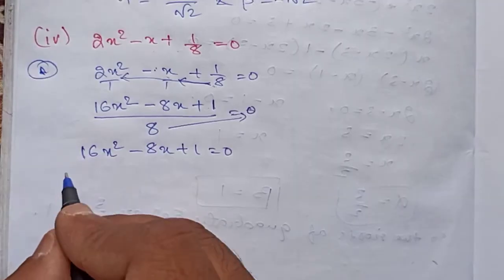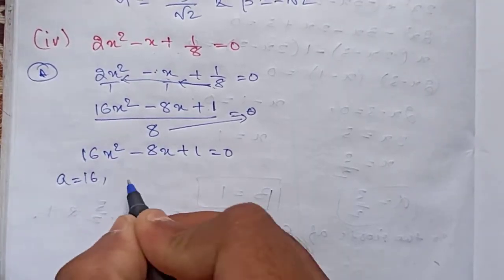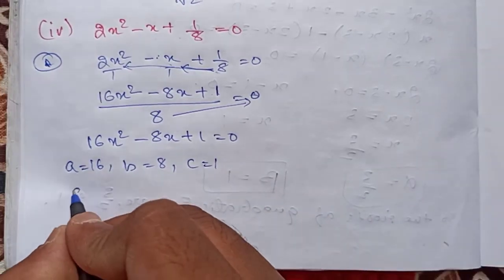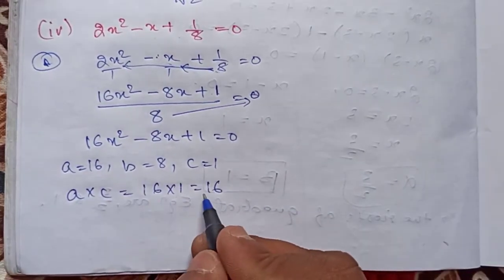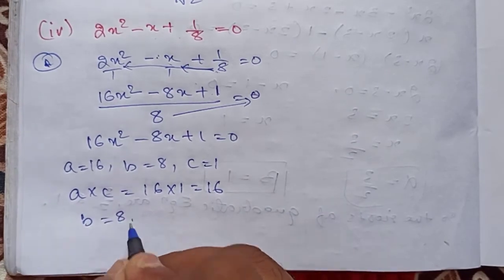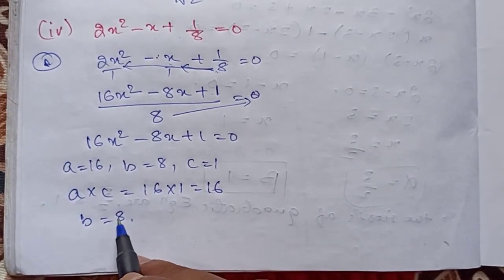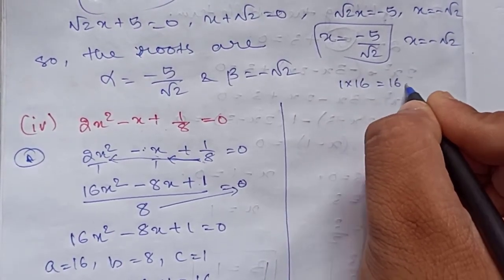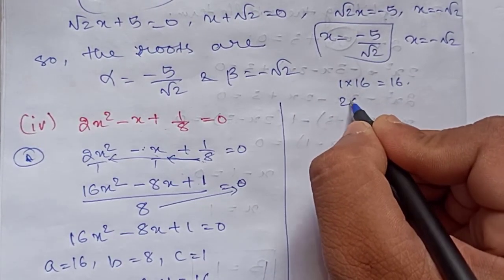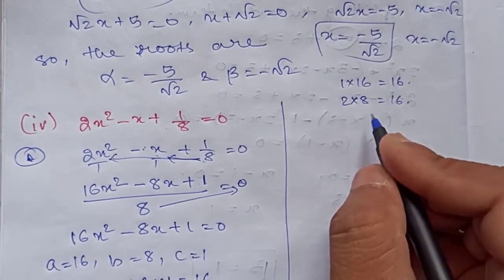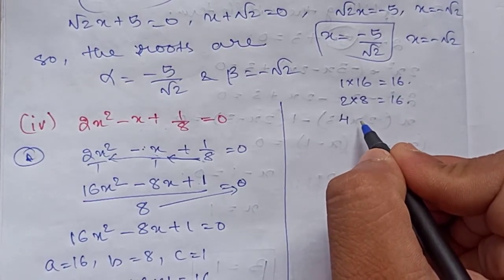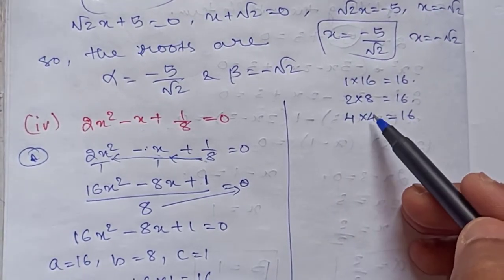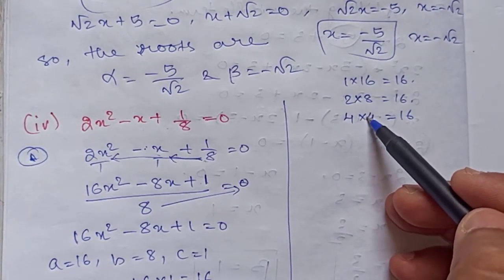Now we can split it. So what is A? A is 16, B is 8, C is 1. So first of all we will write A into C. 16 ones are 16. B equals to 8. Okay. Now we will check that in which all the table 16 comes. 1 into 16 is 16, 2 8s are 16 and 4 4s are 16. Now tell me, by adding which two numbers we will get 8.